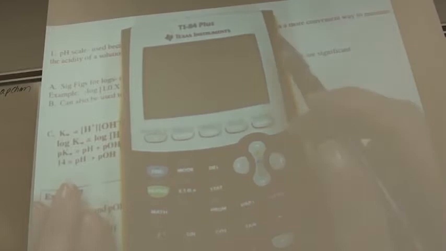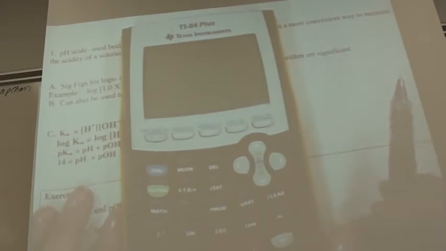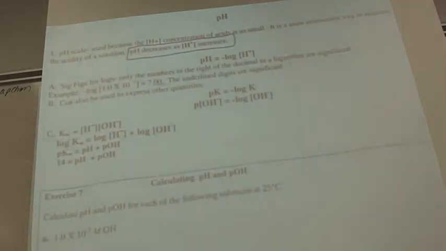7.86. Does a solution that has a pH of 11.86 have more hydrogen ions or less hydrogen ions than this solution? Less. Remember, as the pH decreases, the hydrogen ion concentration increases.